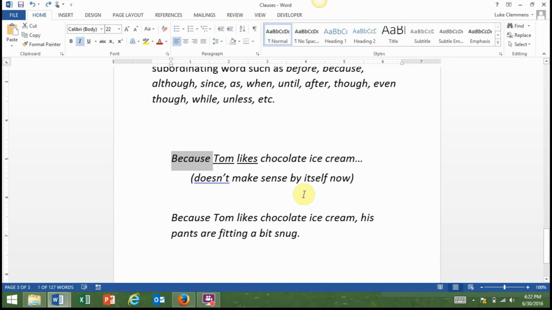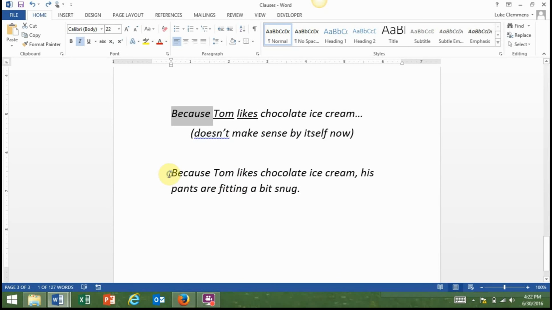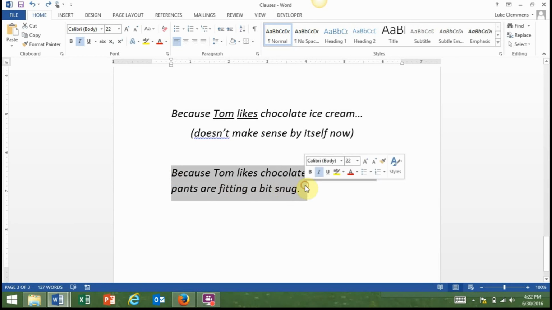What we need is an independent clause to finish this. All subordinate clauses need an independent clause to finish them. That's why they're called subordinate. They're subordinate to the independent clause. So we fix this by doing this. Because Tom likes chocolate ice cream, his pants are fitting a bit snug.